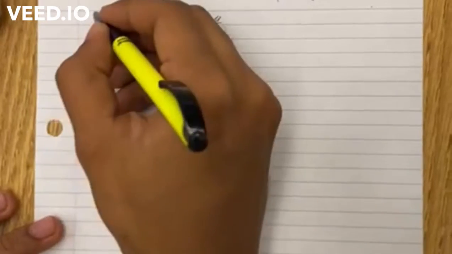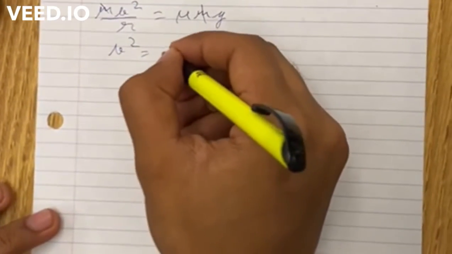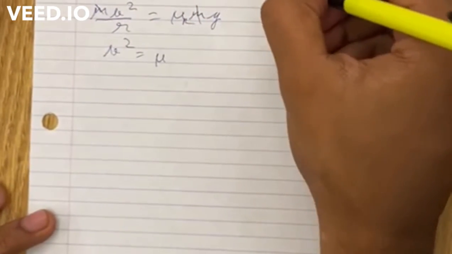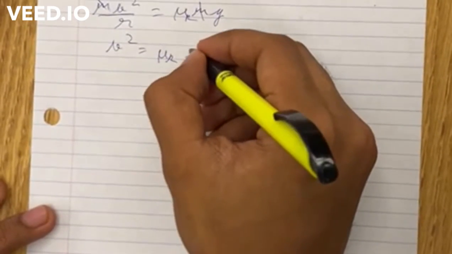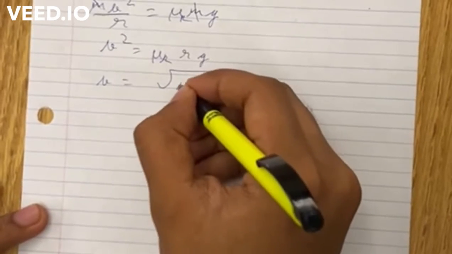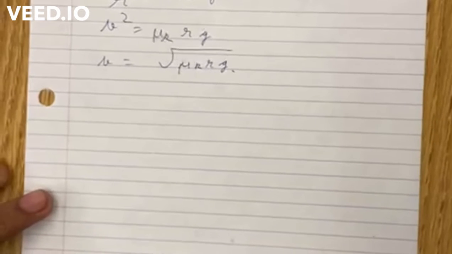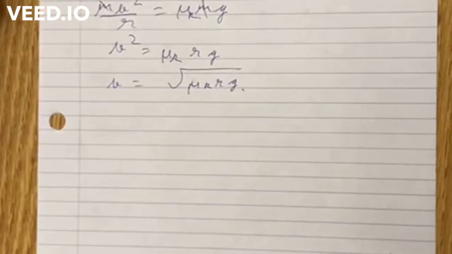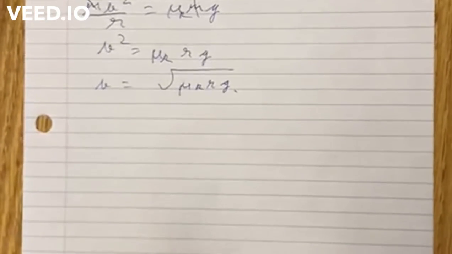The m gets cancelled on both sides and v square would be equal to mu k r g. We could write this as v is equal to root of mu k r g. This is the velocity, which would be the maximum velocity possible for a car to move safely along a horizontal curved road if the road is not banked.